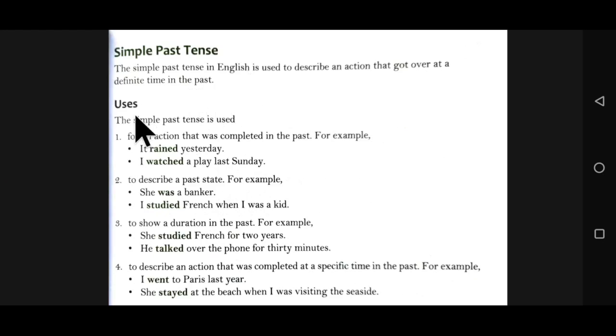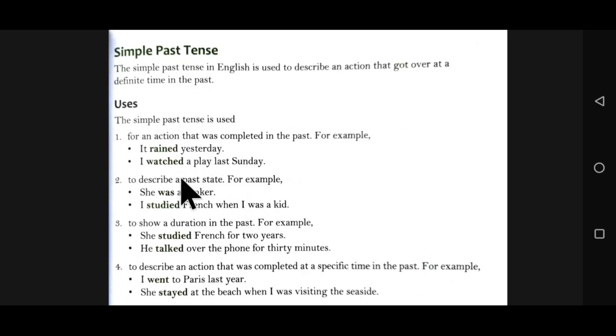Now mainly it is used to show four types of actions. First, it is used to show an action that was completed in the past. Or in other words, again, it is used to show an action that has already happened in the past. For example, it rained yesterday. So this action of raining has already happened in past. So in such cases, we use simple past tense.